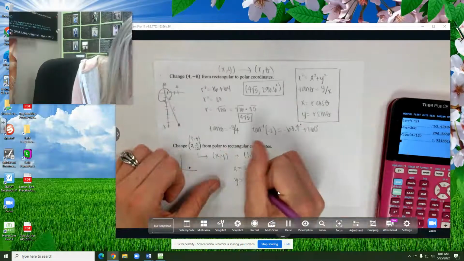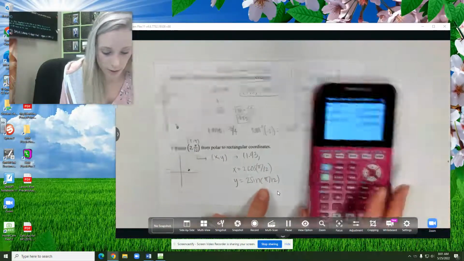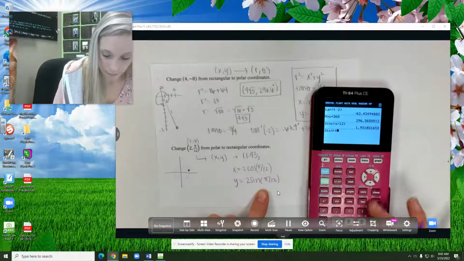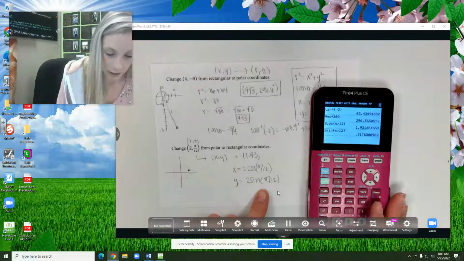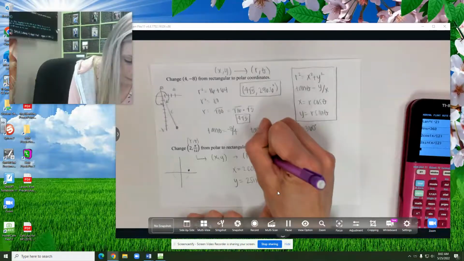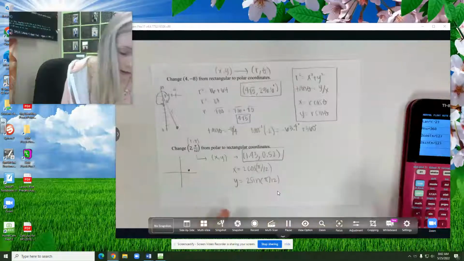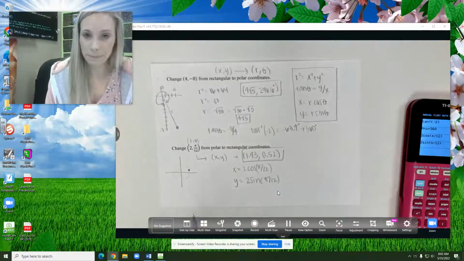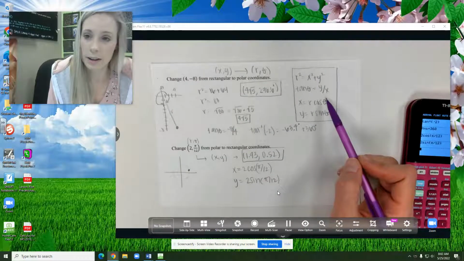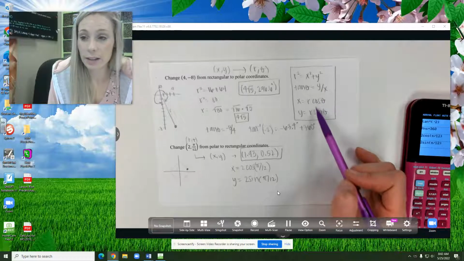To find my y, I'm going to do 2 times sine of pi over 12. And I get 0.52. And that is my ordered pair, x and y. So all you need for this is these formulas here. If you're given x and y, use the top two. If you're given r and theta, use the bottom two.